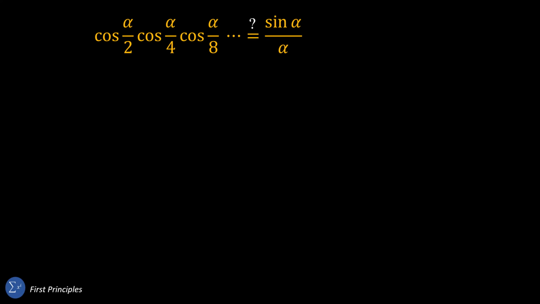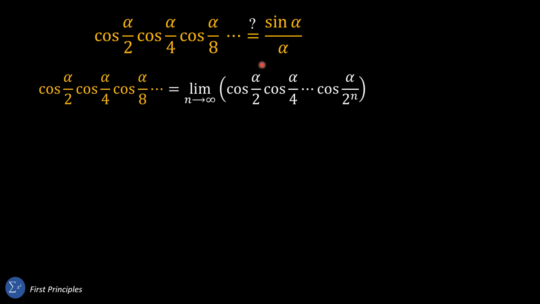Okay, now let's go back to the original identity that I wanted to prove. The multiplication of the cosine half angles all the way to infinity, I wanted to prove that is equal to sine of alpha divided by alpha. So let's start from the left hand side.